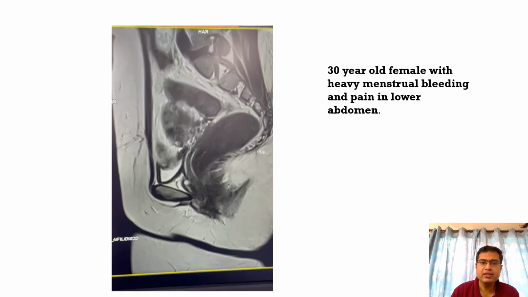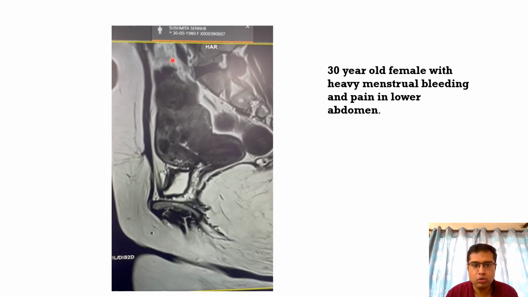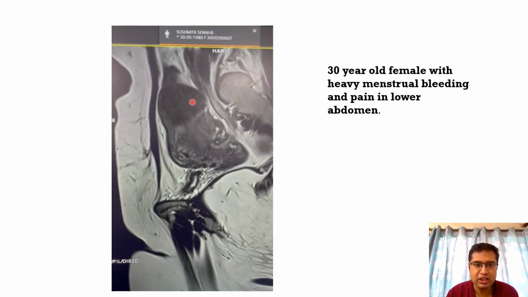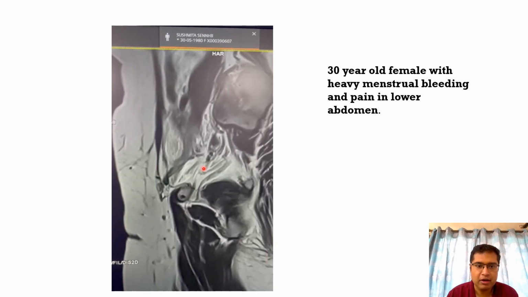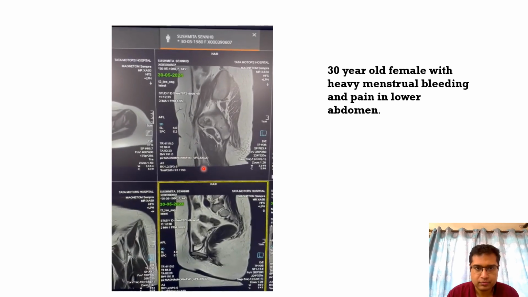So coming to my next case, the diagnosis here is very clear. I just put up this case for reporting. So here we have a 30-year-old female with heavy menstrual bleeding and pain in the lower abdomen. And this is the MRI of this patient, where the uterus appears very bulky with multiple T2 hypointense fibroids, which are seen on these T2 sagittal images.